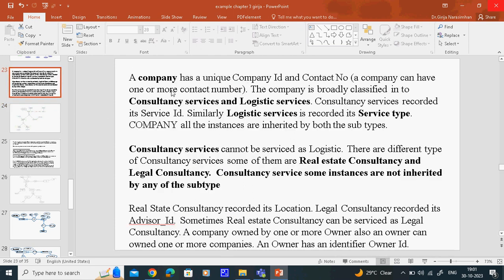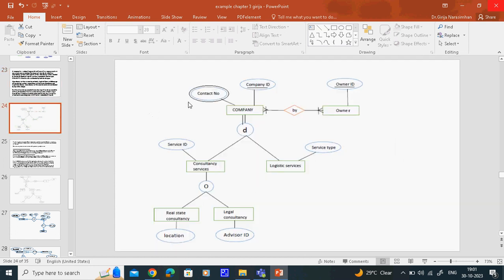In the diagram, we will see what is called the company. The company has a unique company ID and a contact number. A company can have more than one contact number. That means multi-value. So multi-value is mentioned like this, with a double oval. This is called a multi-value attribute. Unique means key attribute. Company is an entity.